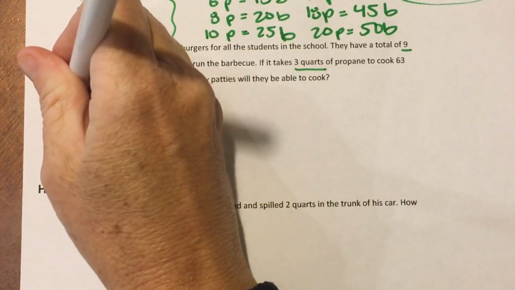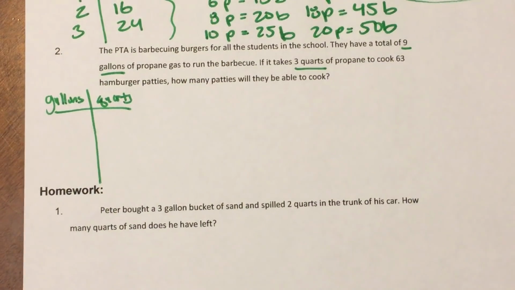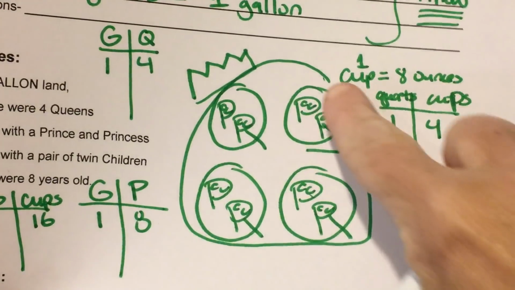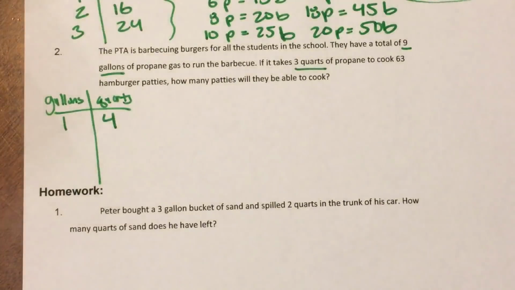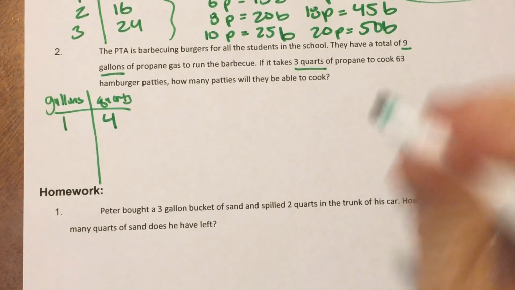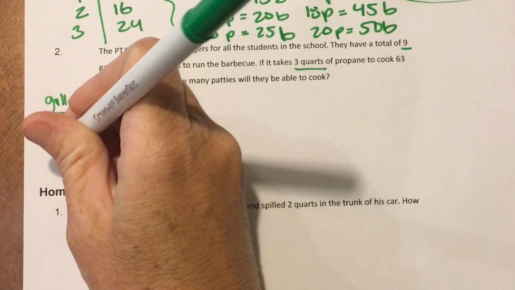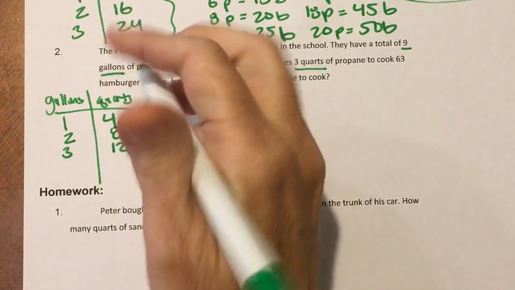Let me first write, what do we know about gallons and quarts? Well, I know in the land of gallon, there were 4 queens. So 1 gallon equals 4. If I use my picture, 1 gallon has 4 queens, or 4 Q's also. So 2 gallons must have 8. 3 gallons must have 12. We need to get all the way to 9.